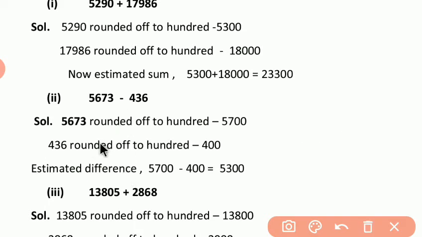After finding this, we have to find the estimated difference. Difference means here it is given minus. So you have to write the estimated difference: 5700 minus 400, which is equal to 5300.